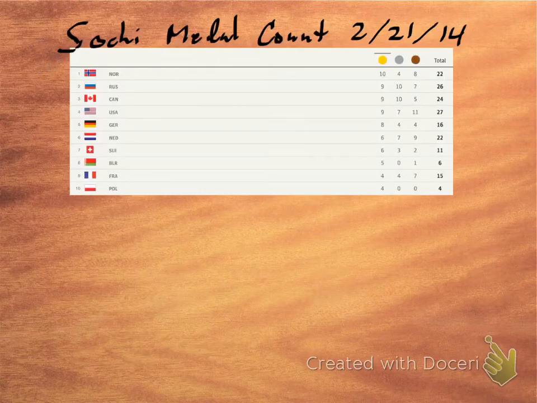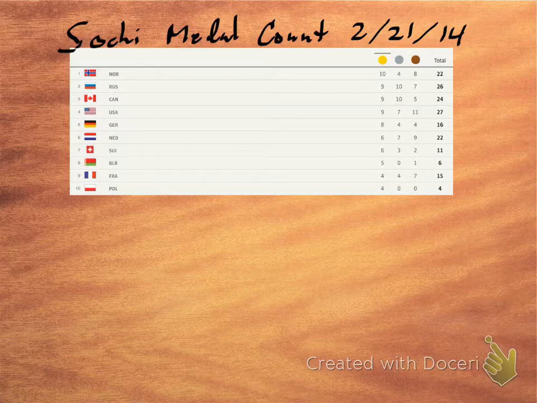I actually lifted this directly from the internet. As of today, 2/21/14, this is the Sochi medal count. And these are the medals by country in order of the country that's got the most gold medals, which right now is Norway, which kind of makes sense. I mean, think about Norway. It's a very north, mountainous country. A lot of alpine and winter events are very popular there. Hence, they're pretty good at the Winter Olympics.